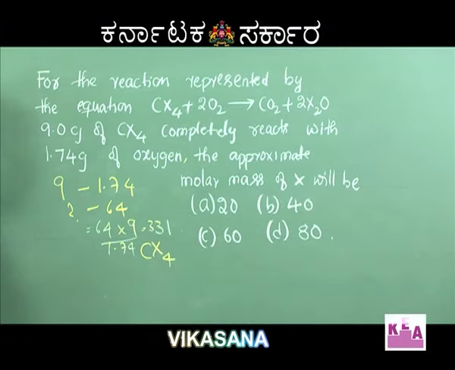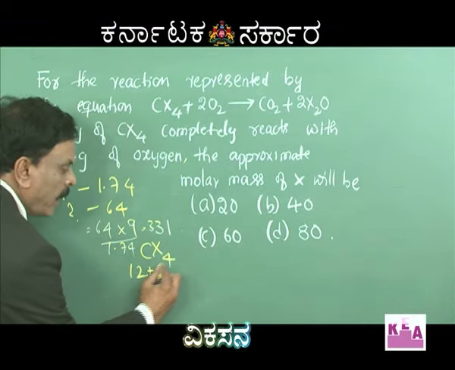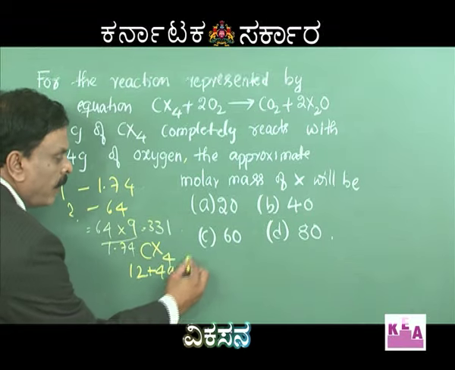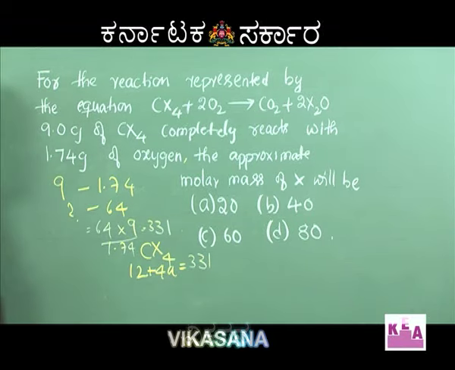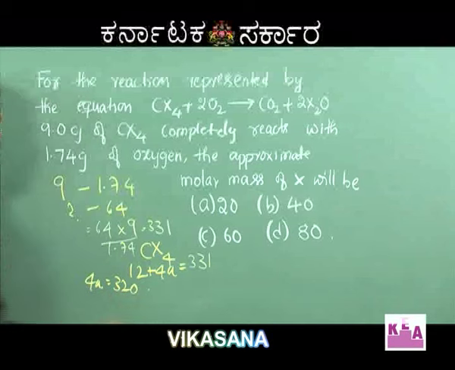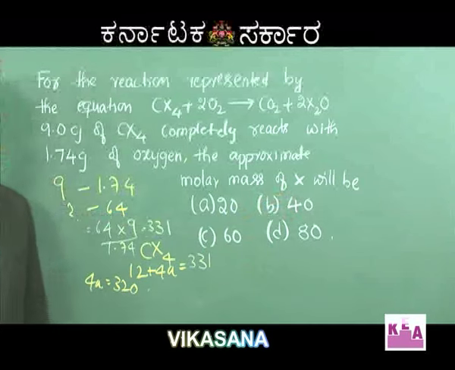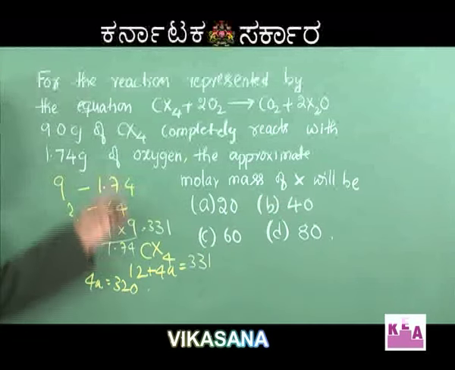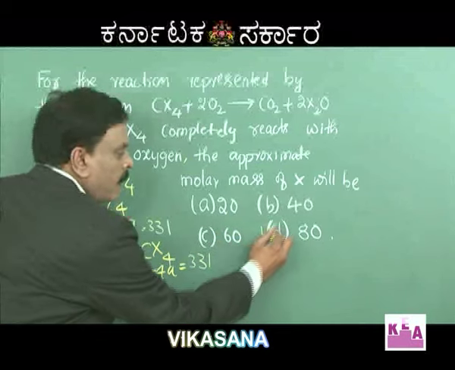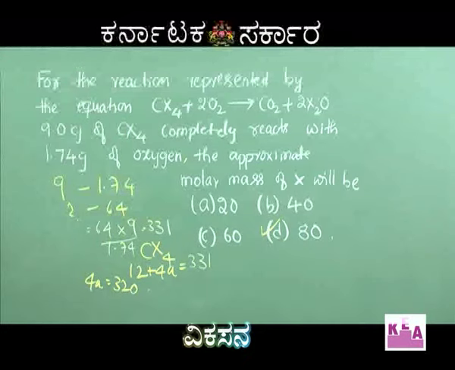Atomic mass of carbon is 12. Let us say the atomic mass of X is A. Then 12 plus 4A should be equal to 331. 4A is equal to 320, which means that A is 80, and that is the atomic mass of X. And hence, the right answer for this question is option D, that is 80.